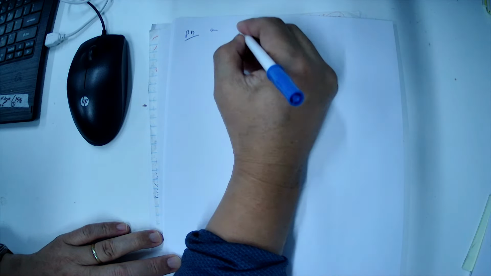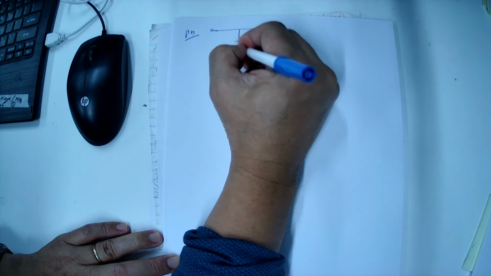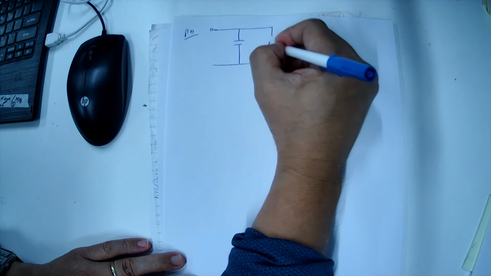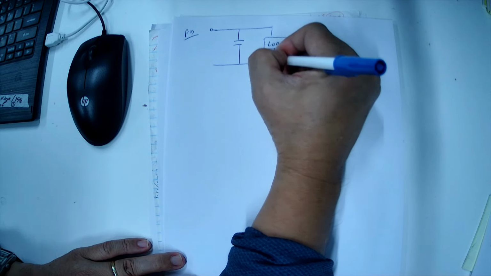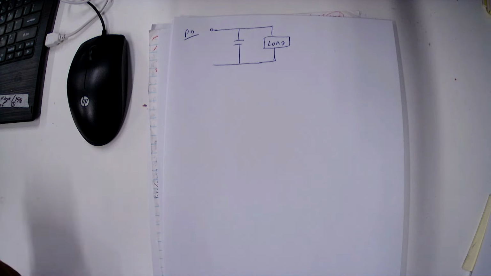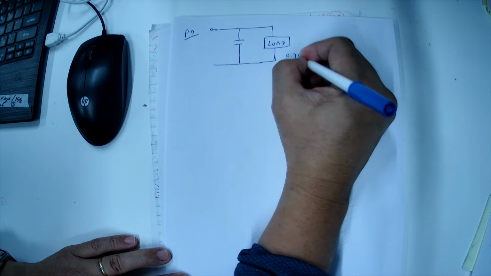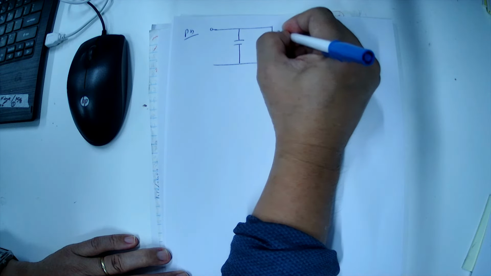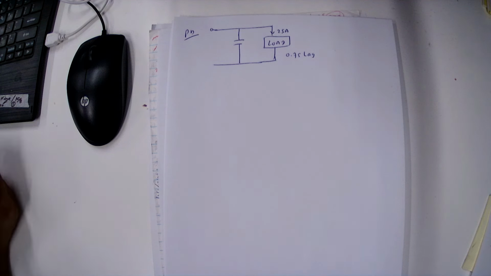Here is a circuit given. There will be the capacitor and also the load. So this is the circuit here. This is the power factor improvement capacitor and here is the load. So the load is drawing a 0.75 power factor lagging. The load draws 25 MVA. The load is taking 25 MVA from a supply, its power factor 0.75 lagging.